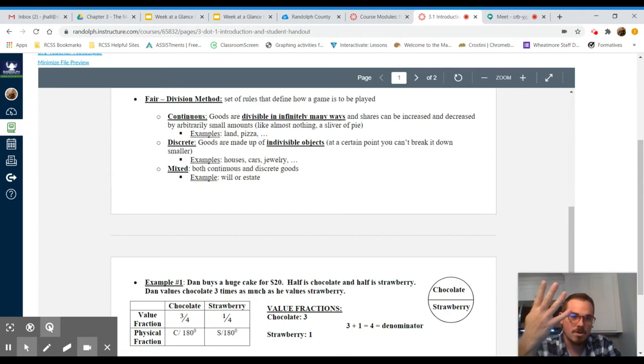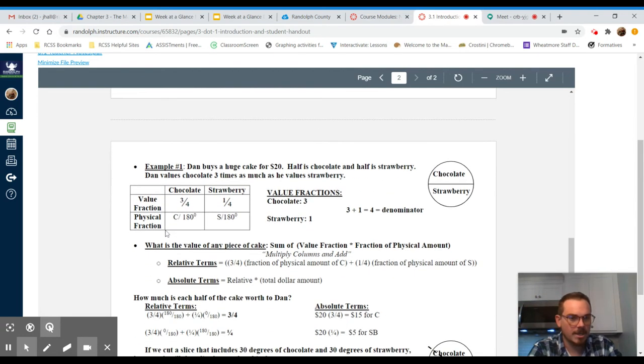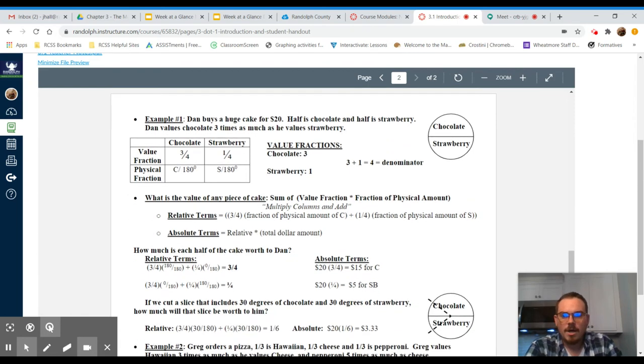We've got 4 assumptions of players. We've got 3 fair division methods. Let's look down at example 1, see what maybe all of this can come out to be. And we're almost done here. We just got this second page, and then you'll get started into something else.